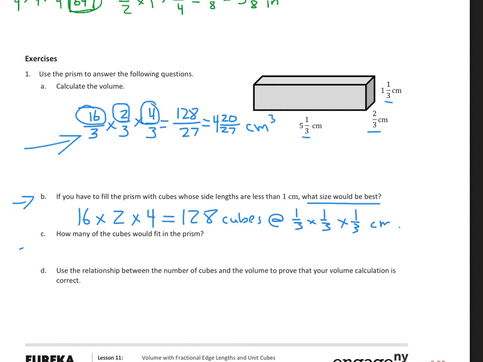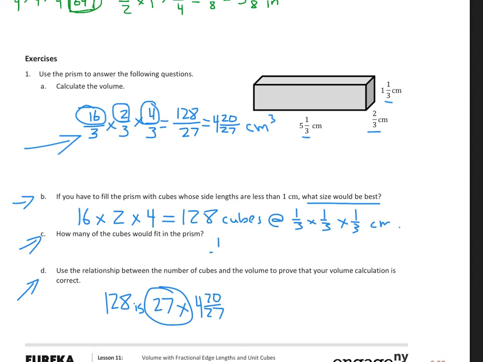And so that's the answer to C, but the answer to D would simply be to say that 128 is going to be 27 times 4 and 20/27. Why do I say 27 times?